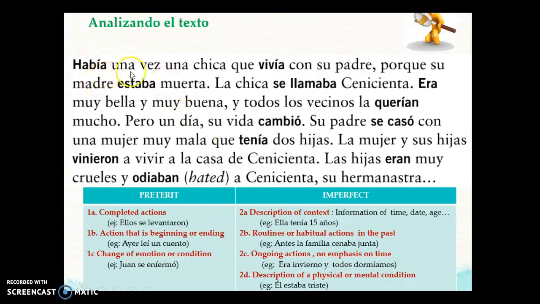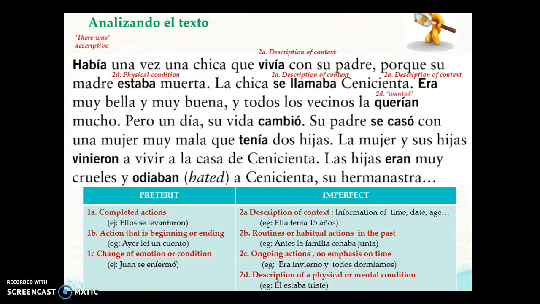"Había una vez una chica que vivía con su padre porque su madre estaba muerta." So, I will use "there was" because it's a description. Vivía, I am describing the context. And estaba, this is a physical condition. Estaba muerta. "La chica se llamaba" is a description of the context. I am describing the character. "Se llamaba Cenicienta. Ella era muy bella y muy buena." I am describing her, so that's why I will use the imperfect.